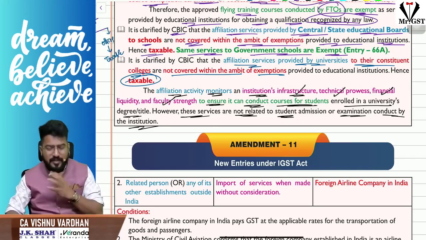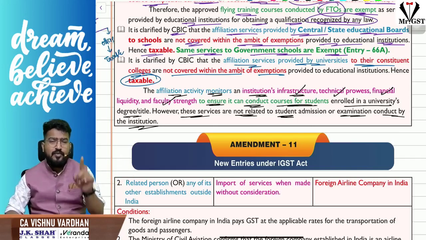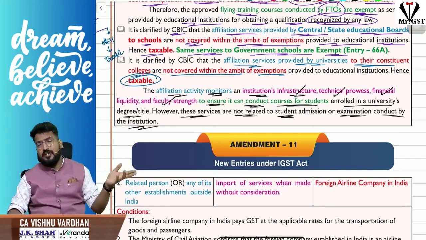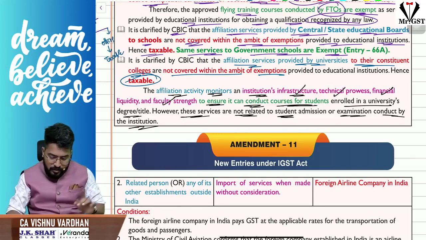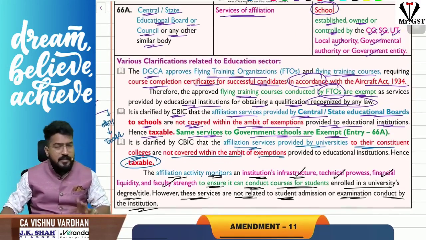Okay, fine. So we have understood affiliation is exempt only if it is by a central board or state board or other similar boards to government schools. That's all. In all other cases it is taxable. Okay, so that is with respect to the new entries under the GST Act.